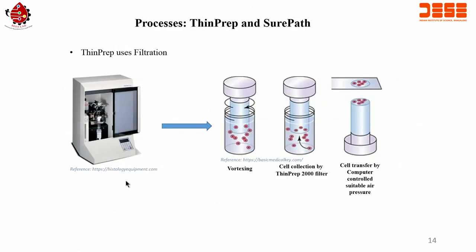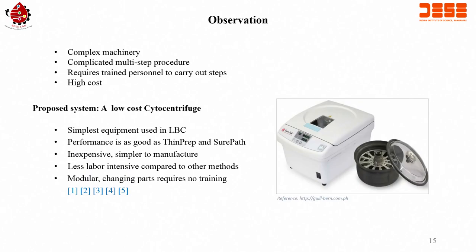If you talk about another system which is using the thin film ThinPrep, it uses filtration technique, and here first the cells are vortexed like you can see here, then cell collection by ThinPrep 2000 filter, the cells are collected by this filter, and then cells are transferred by computer controlled suitable air pressure onto the glass slide. This is another way of using the equipment for LBC. So, what are the observations with the current technology? The observations are that the machinery is complex, it is a multi-step procedure which is complicated, it requires a skilled person to carry out steps, and it is high cost.